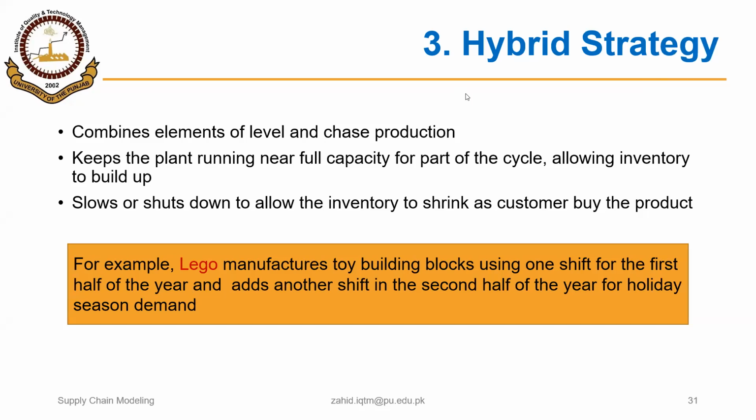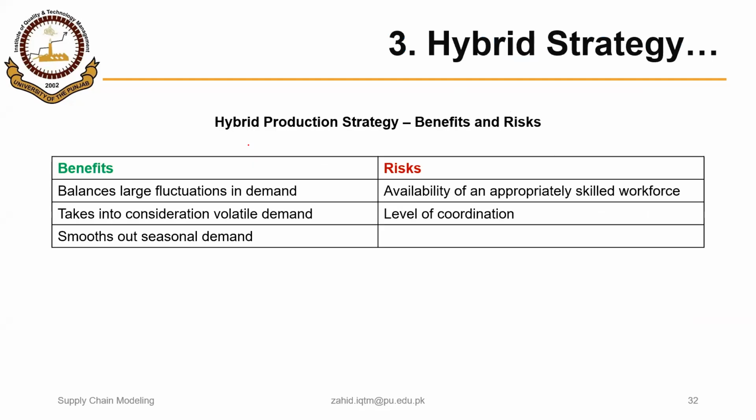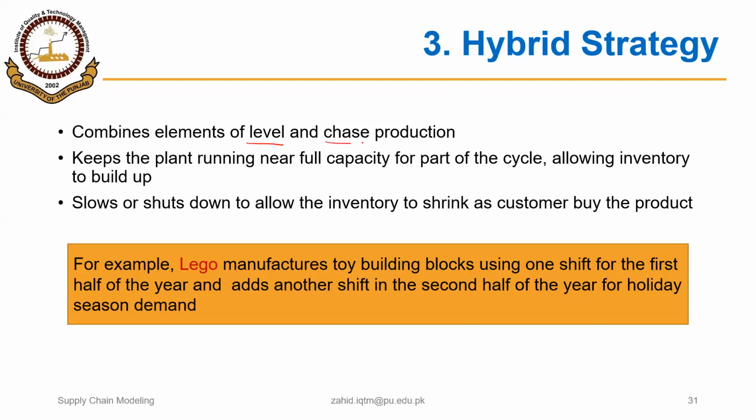Organizations can use the level strategy and chase strategy in combination, and that is called hybrid strategy. It combines the elements of level and chase production. So organization keeps the plant running near full capacity for part of the cycle, allowing inventory to build up. So that is basically level strategy. And the organization slows or shuts down to allow the inventory to shrink as customers buy the product. So that is basically chase strategy.